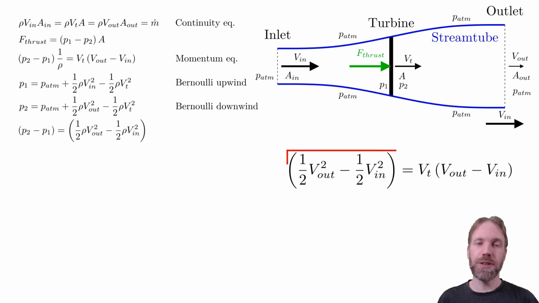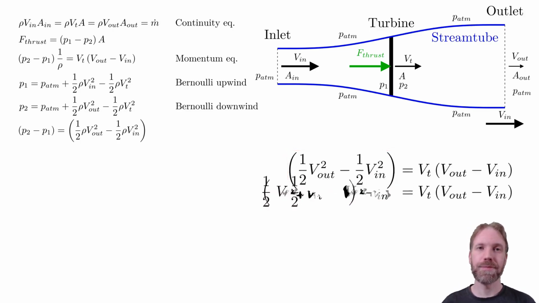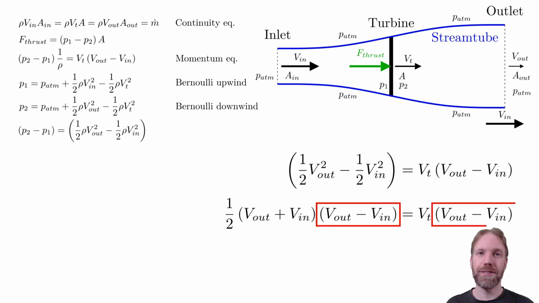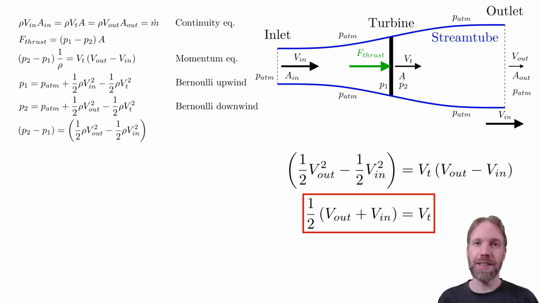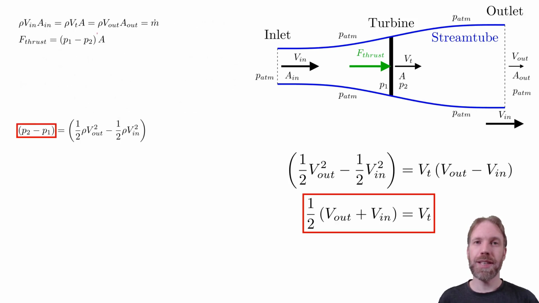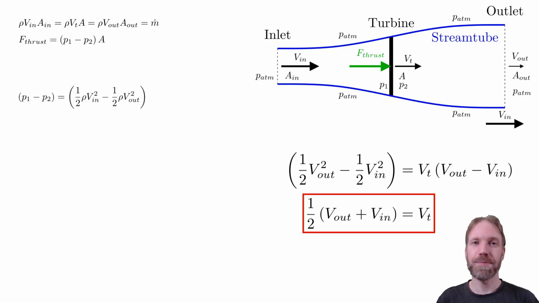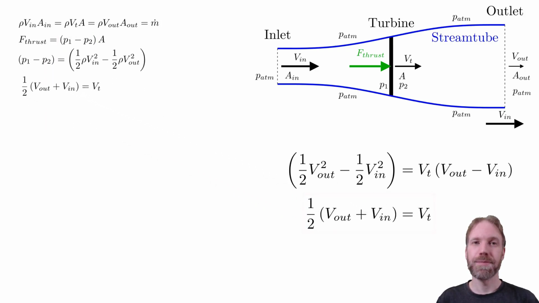Apply the conjugate rule to this term. Cancel the velocity difference. This is our first result. We have that the velocity at the turbine is the average between the velocity at the inlet and velocity at the outlet. Note that these two equations on the left are almost the same, except for the minus sign. Change the sign and save it. Multiply by 2 and solve for V out.